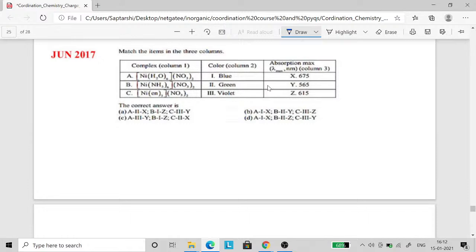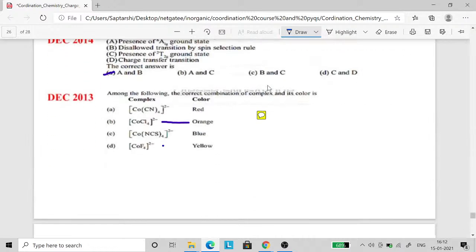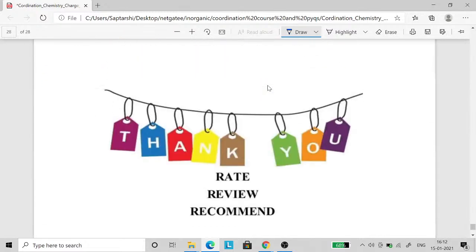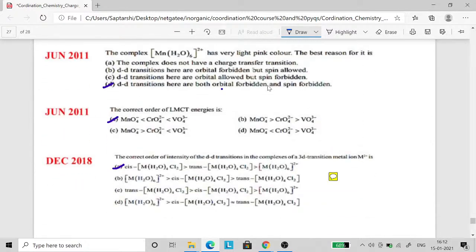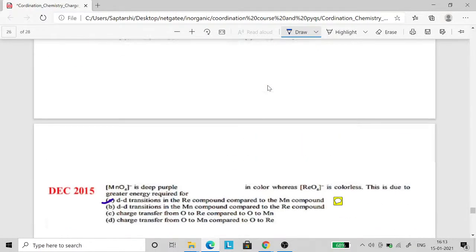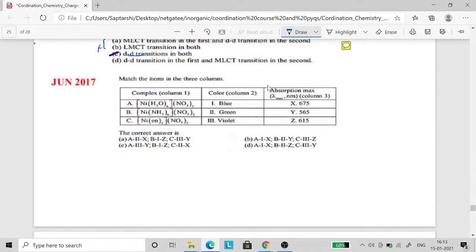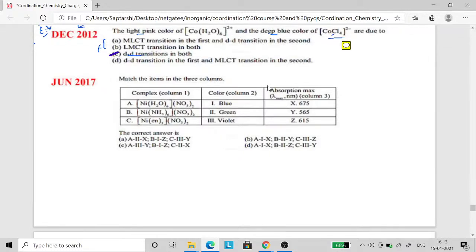Okay, so match the items in the three columns. Let's just see how many questions are left. Okay, let us do this question. Ni(H2O)6, Ni(NH3)6, this part is the same nitrate, Ni(en)3. So we know which is strong and which is weak. H2O is weak, NH3 is stronger, and en is stronger than that as well.